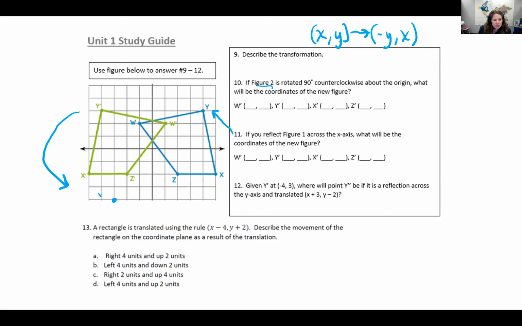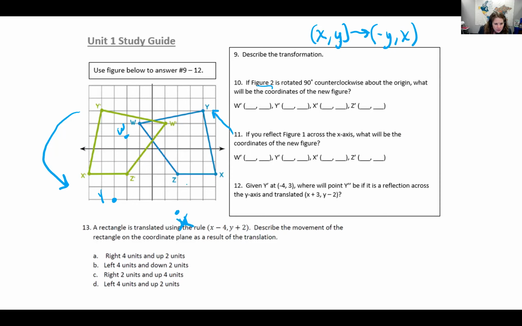All right, so that's going to be our new y. So w is at positive 1, positive 2. So w prime is going to be at negative 2, positive 1. So there's w right there. All right, x is at negative 1, 2, 3, 4, 5, negative 2. So we're going to go positive 2, negative 5. Oh, I'm sorry, that's x.